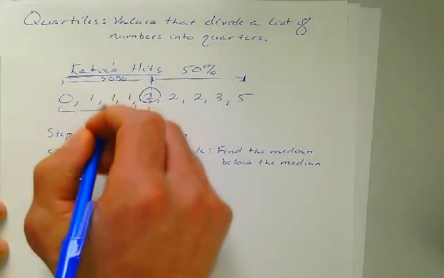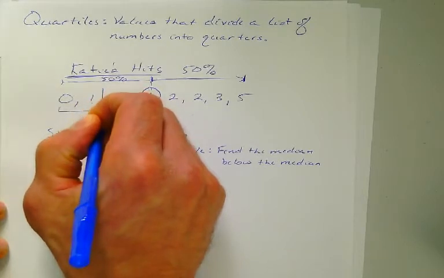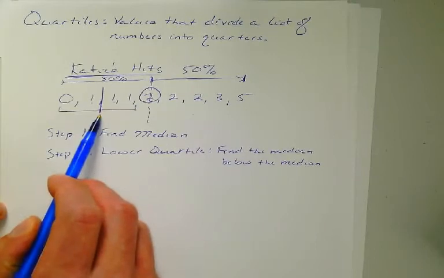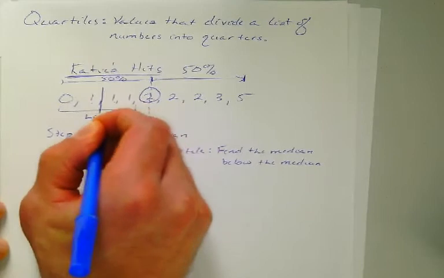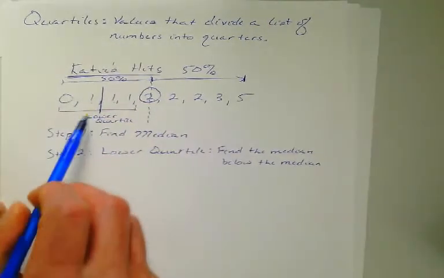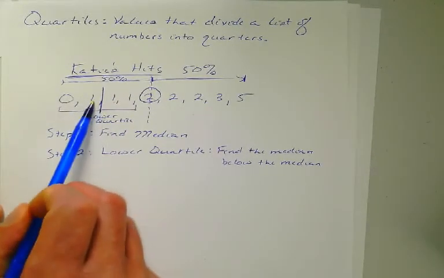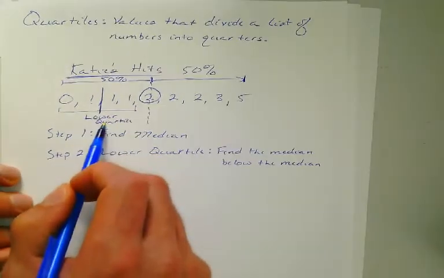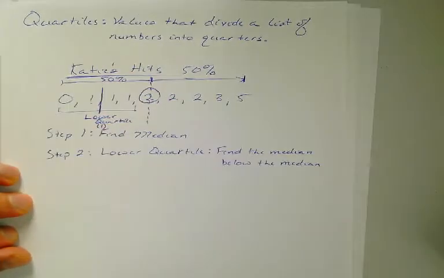Well, the middle of these terms actually falls between 1 and 1. I'm going to draw a line here just so you can see. So there's my median below the median. This is called my lower quartile. If your lower quartile falls between 2 numbers like it does here, you just take the average of those 2 numbers. Taking the average between 1 and 1 is easy because they're the same number. So our lower quartile in this case is 1. I'll write a 1 there.